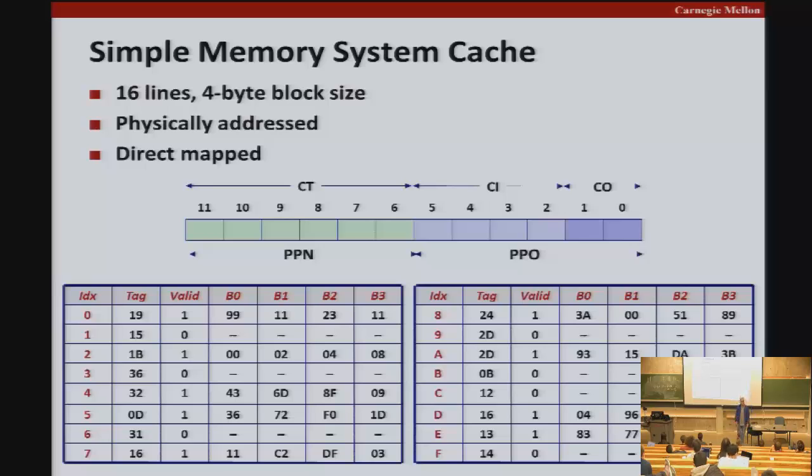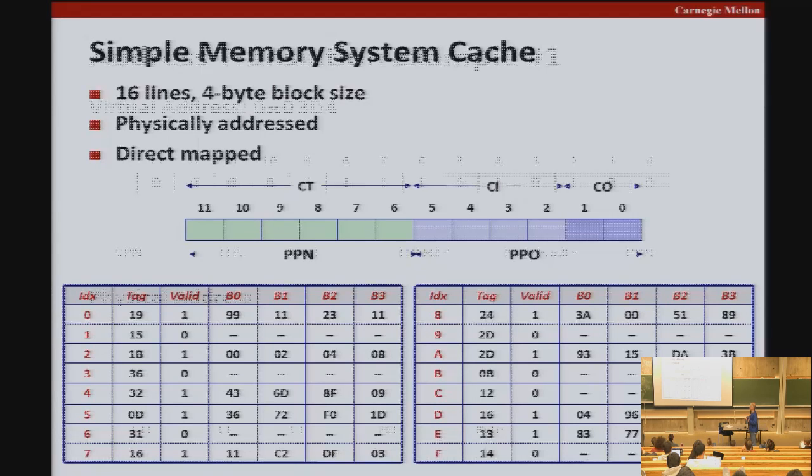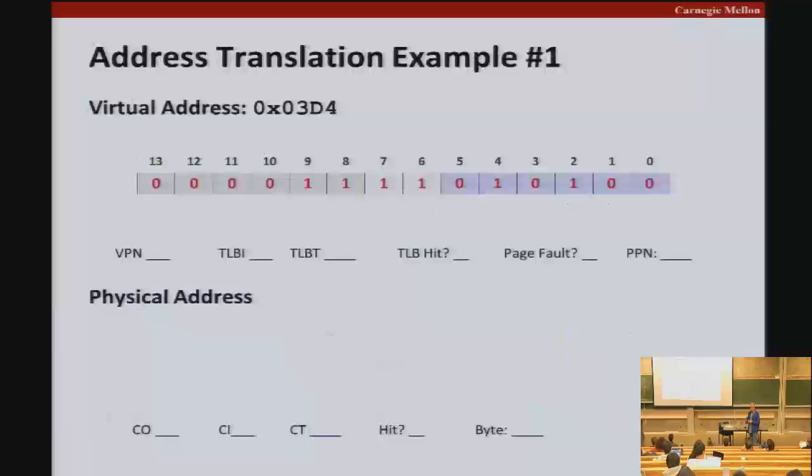Okay? So one thing I just want to point out, which you'll see is important later on in the lecture: the division here between the cache index and the cache offset and the cache tag was actually not coincidentally constructed to break right at this point between the physical page offset and the physical page number. And you'll see why that is later on in the lecture. Okay, so just keep that in the back of your head.